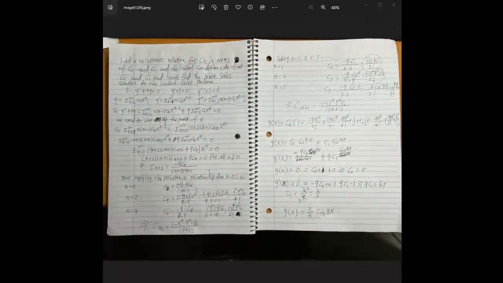Solving this equation, C n plus 2 equals negative 9 Cn over n plus 2 times n plus 1. Then we get this equation and find the pattern. Since n is greater than or equal to 0, we plug in 0, 1, 2, 3, 4, 5 and get the pattern.